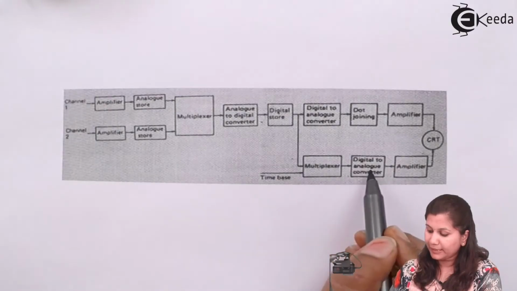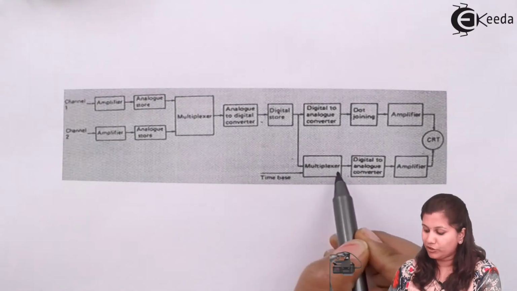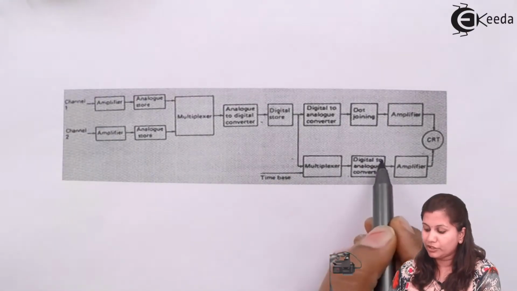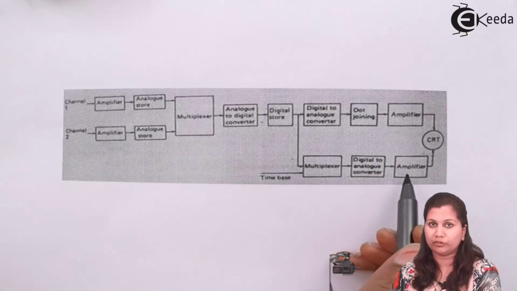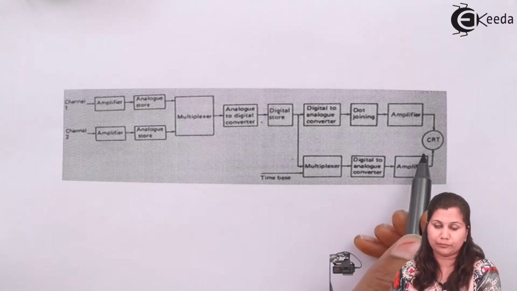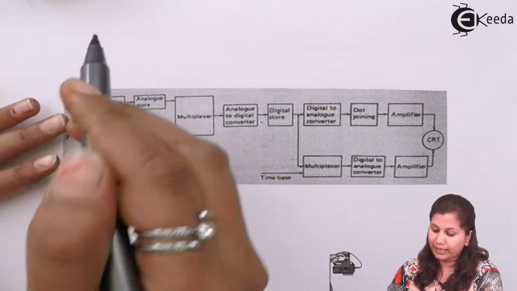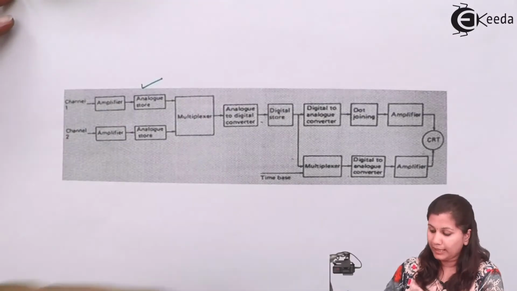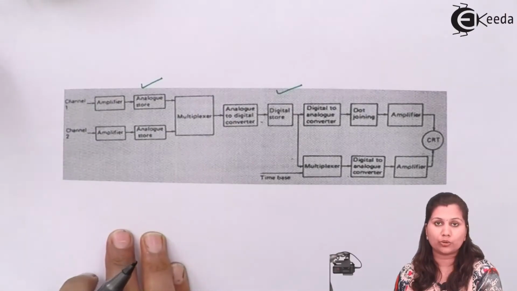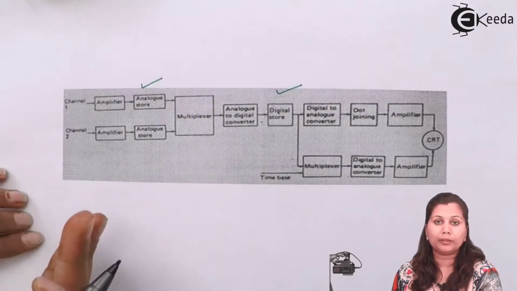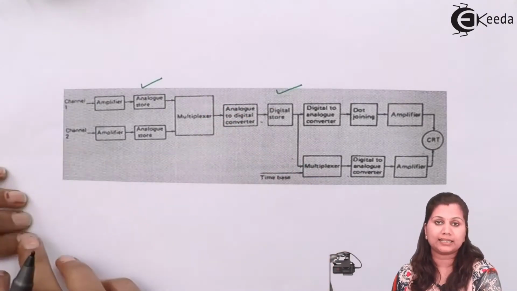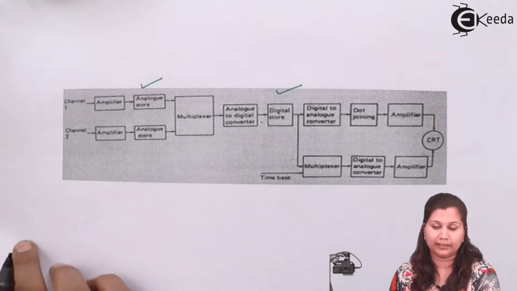Again, this circuit will be the same. Here we have the time base circuit, which is also multiplexed with this vertical signal. Then we have a digital to analog converter, which converts it into an analog signal, amplifies it, and provides it to the horizontal deflection plates. So this modification, the addition of an analog store and a digital store, is done in the block diagram of the digital storage oscilloscope, so that the problem of the A to D converter's resolution decreasing with an increase in the sampling rate will be eliminated.